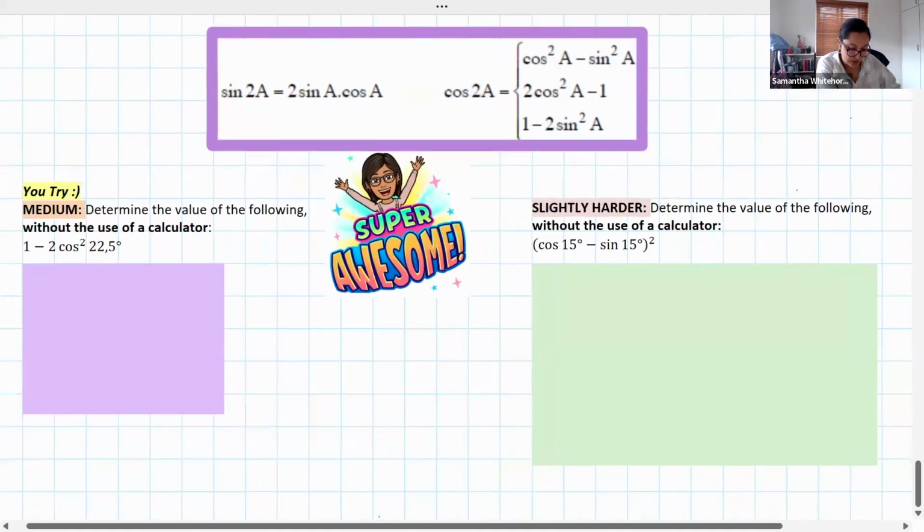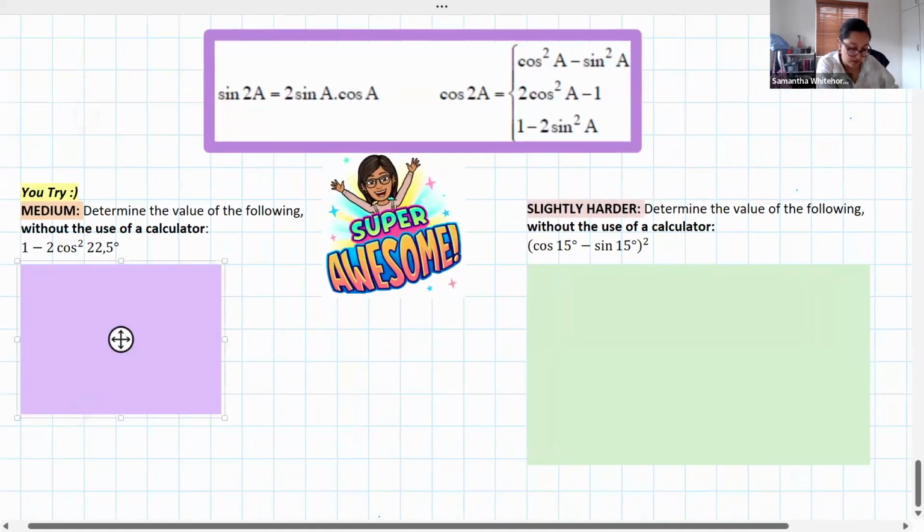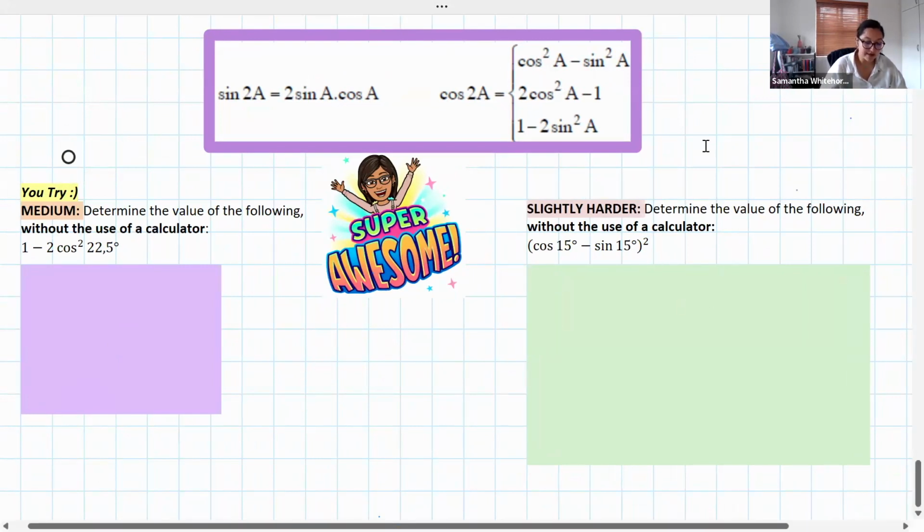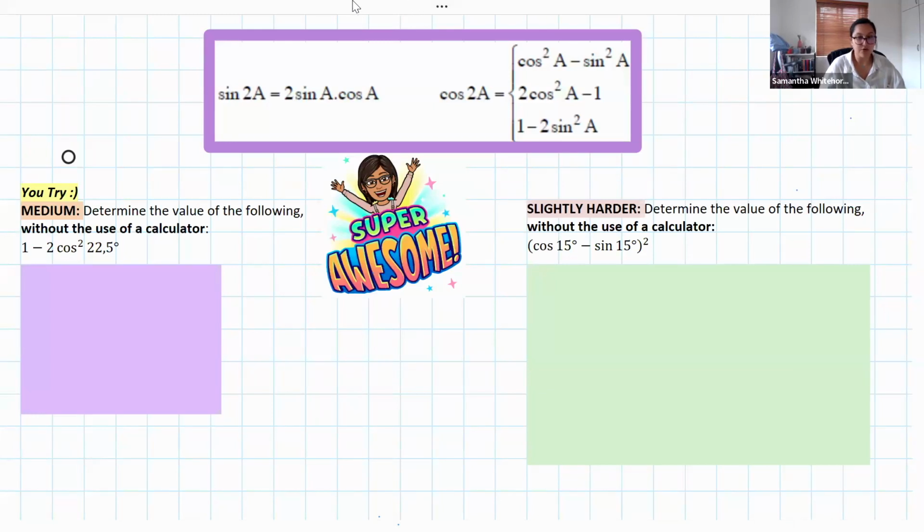Right, so these are the 2 that you have to try. You can pick one, you can do both. I don't particularly mind, it's completely up to you. It's not quite an easy and a hard, but they both follow on from the examples that we've already had a look at. So you've got your double angle formulae here in this purple block. Have a careful look at what they are, and then try either the medium one or the slightly harder one. You're welcome to do both if you want. I'm going to give you 3-4 minutes, and then we'll have a look at the answers.